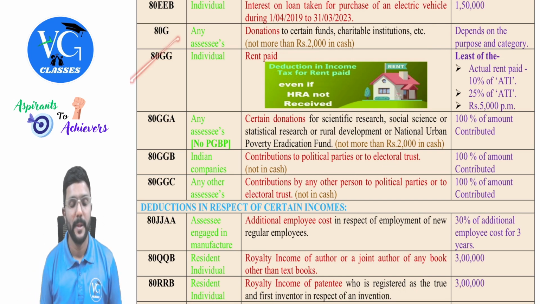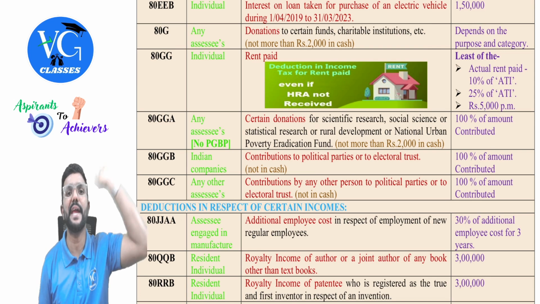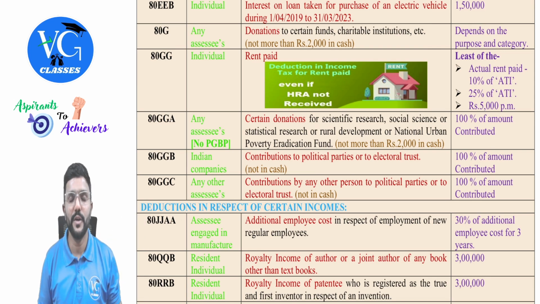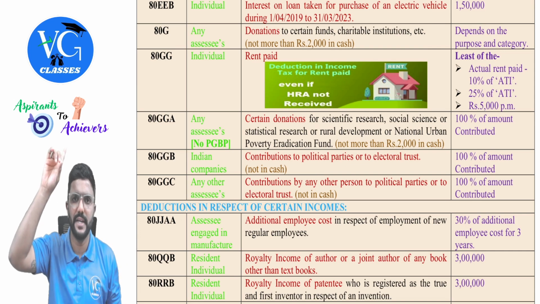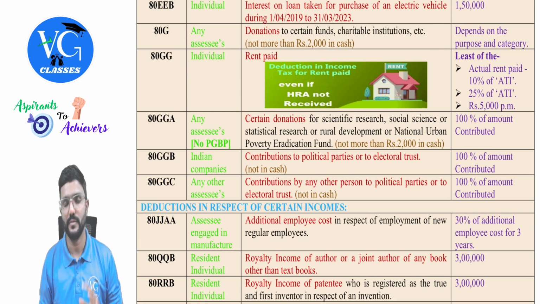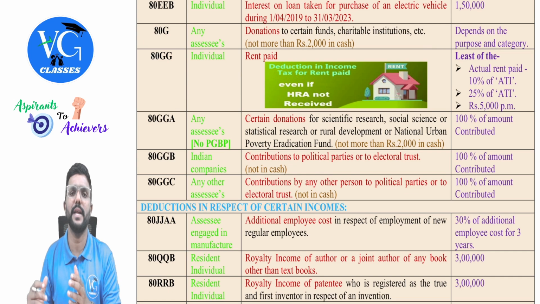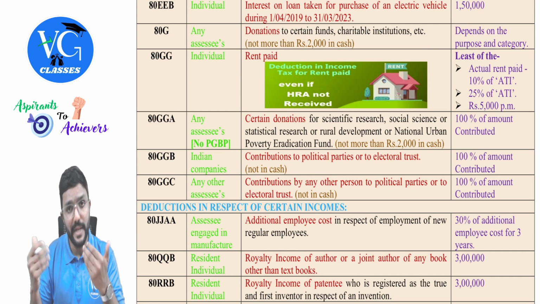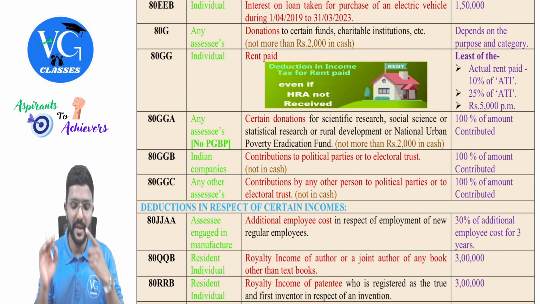Next, 80GG. An individual can claim deduction here for the rent paid. But please be careful. This deduction is only for the assessee who is not claiming exemption for HRA under section 10(13A). So if an employee is receiving house rent allowance from the employer, he will claim exemption under 10(13A) only? Yes. Can he also claim deduction under 80GG? No, no, no. This is not for them. This is for anyone else who is not in employment or who is in employment but not receiving HRA, guys, but paying rent.